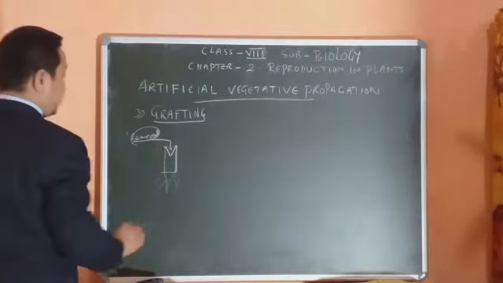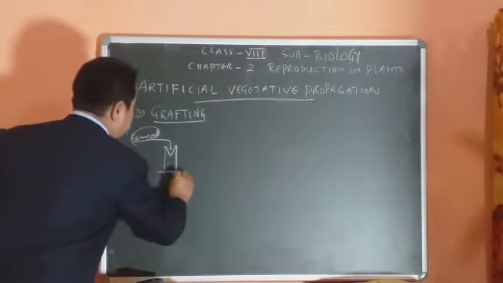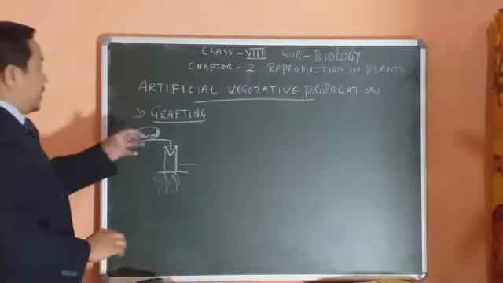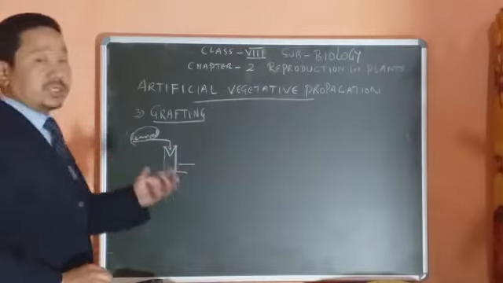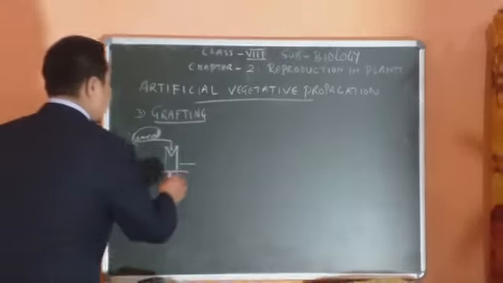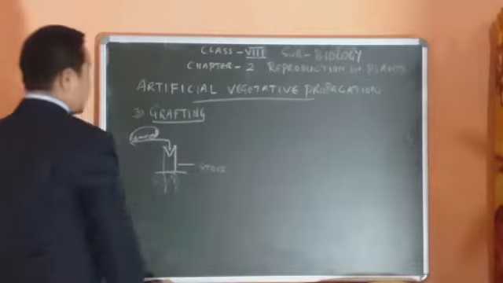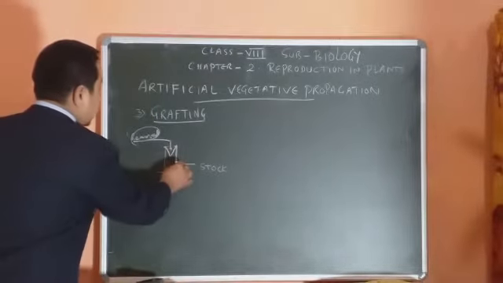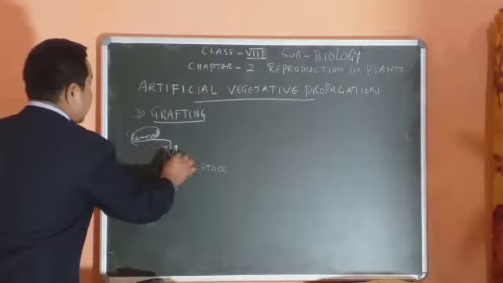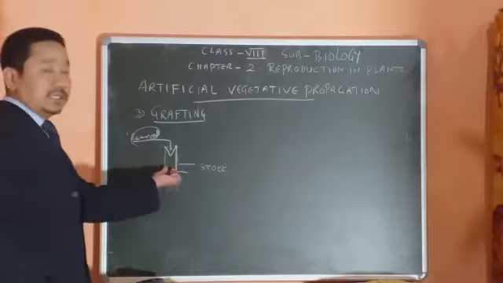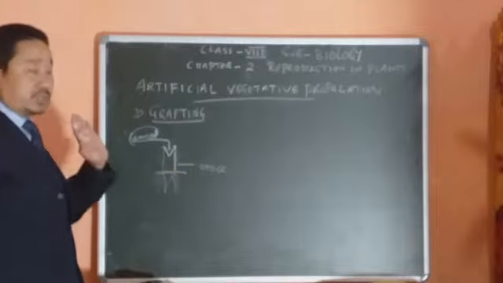This portion of the graft which is fixed to the soil is called the stock. If there are any leaves, we just remove them. We just need this stem which is fixed to the soil.